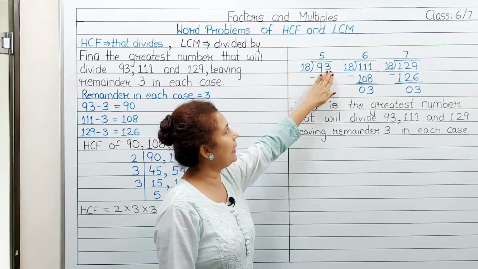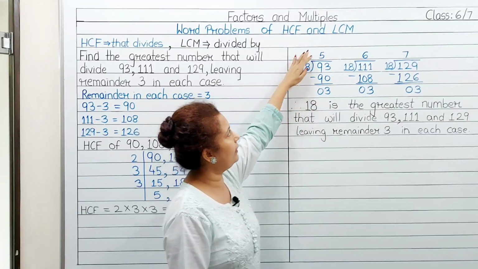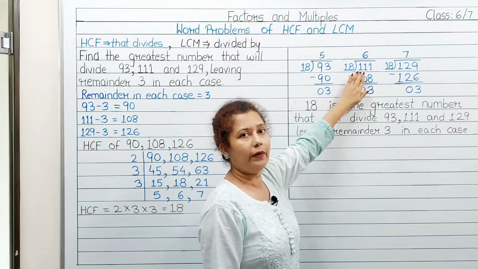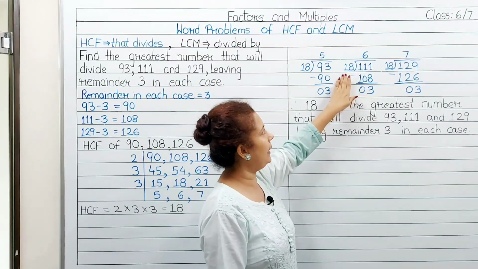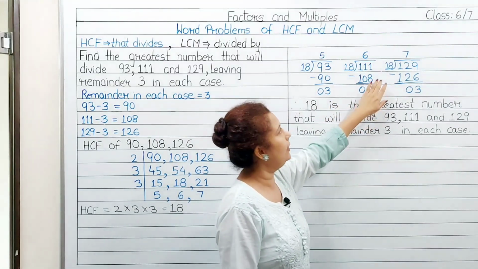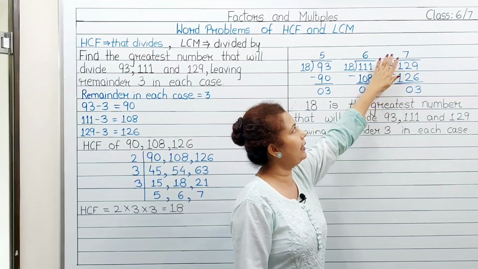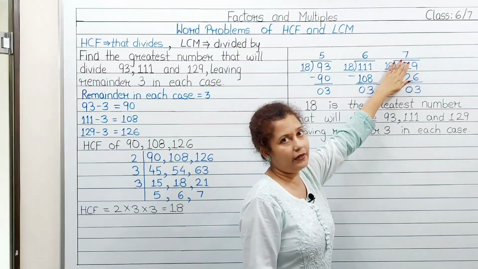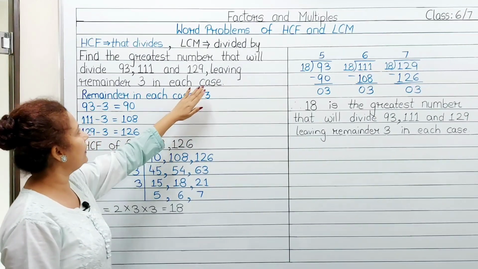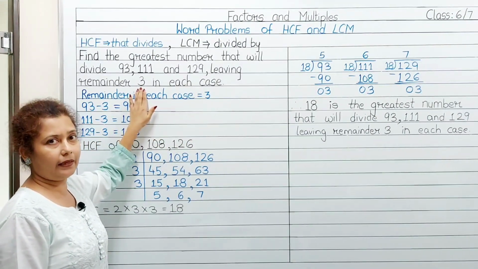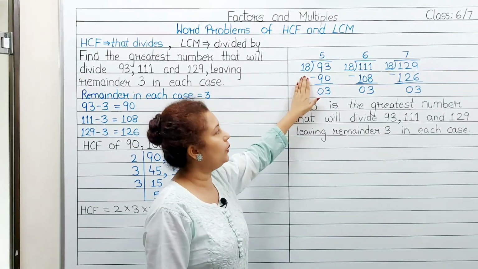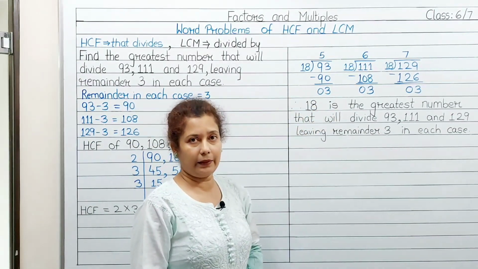So when we divide 93 by 18, we get 5 as the quotient and 3 as the remainder. When we divide 111 by 18, we get 6 as the quotient and 3 as the remainder. When we divide 129 by 18, we get 7 as the quotient and 3 as the remainder. So it is asked that there should be 3 as the remainder in each case. So when we take 18 as the number, we get 3 as the remainder.